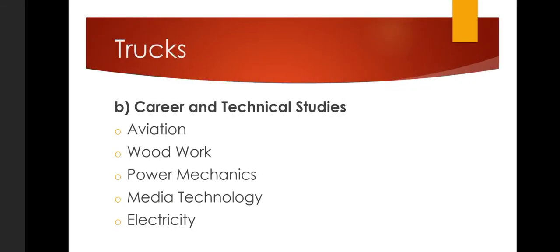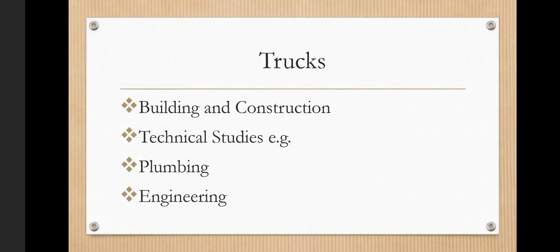Still under the STEM pathway, we have the third track that we can choose from. And this third track, we are calling career and technical studies. The subjects that will be offered under career and technical studies, we have subject number 1, aviation. Subject number 2, we have woodwork. Subject number 3, we have power mechanics. Subject number 4, we have media technology. Subject number 5, we have electricity. Apart from electricity, a learner may also select a subject known as building and construction. There is another subject known as plumbing. And still, there is another subject known as engineering.